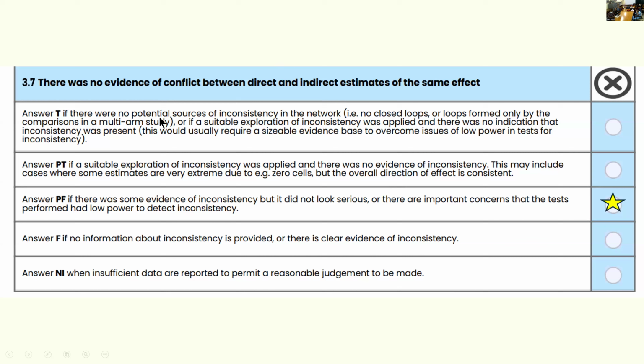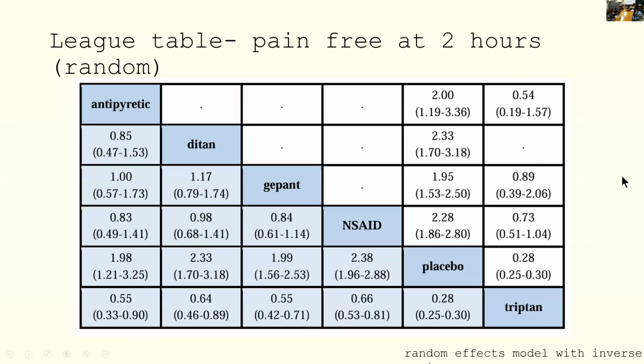So was there any evidence of conflict between direct and indirect estimates of the same effect? So I would say probably false, because I found that there was some inconsistency between the direct estimates as well as the indirect estimates. So for that, you need to plot something called the league table.